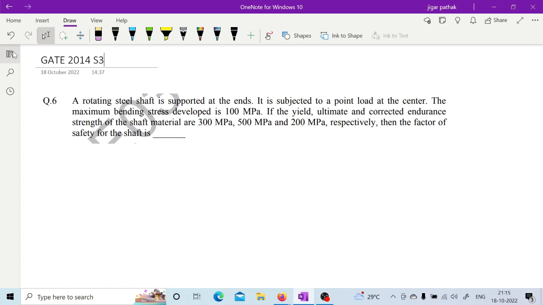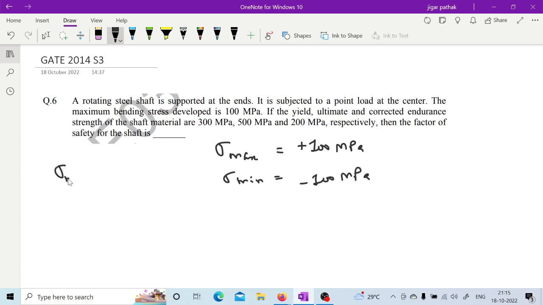Yes, correct. Because here, only that magnitude is given, which means you are assuming sigma max and sigma mean both. In bending you are having that plus and minus, right? So plus 100 megapascal and minus 100 megapascal. If you consider this, then sigma mean will be 0, sigma A will be 100.